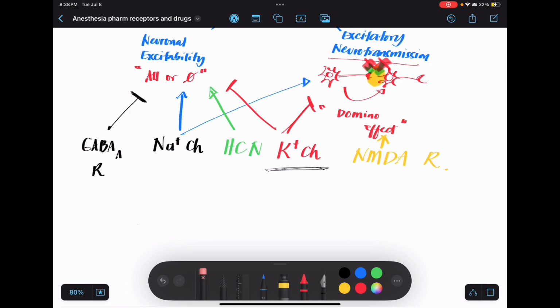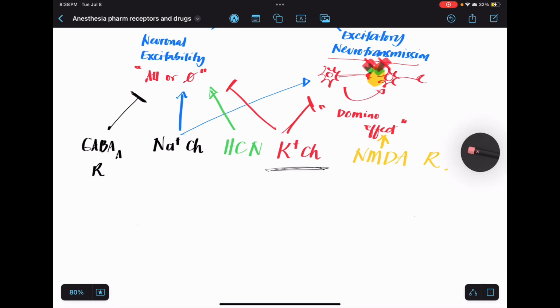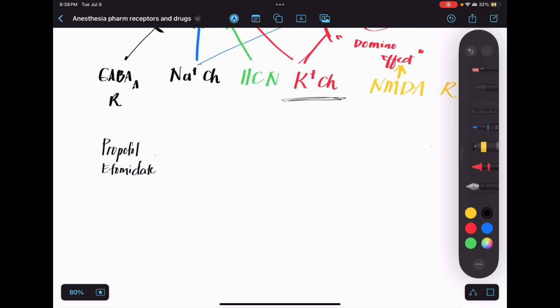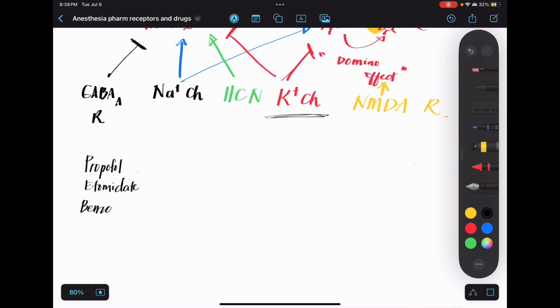What drugs work on each of these channels and receptors? So let's start with propofol, etomidate, benzo, and barbiturates.